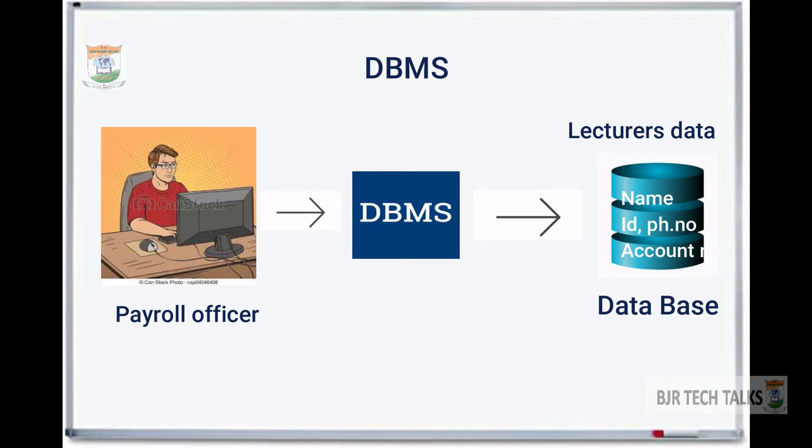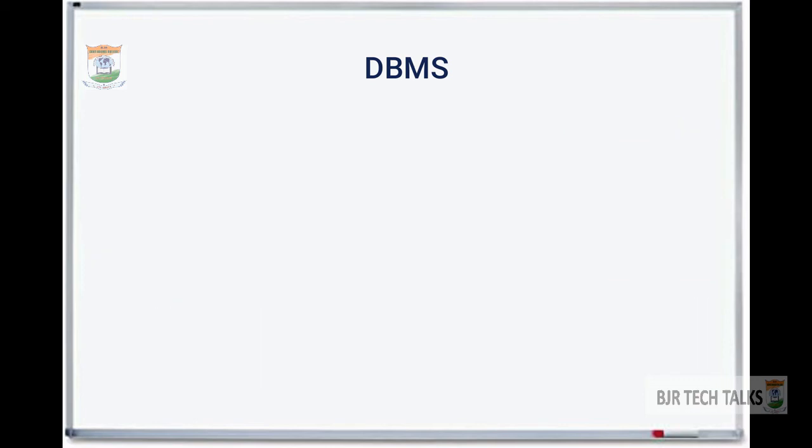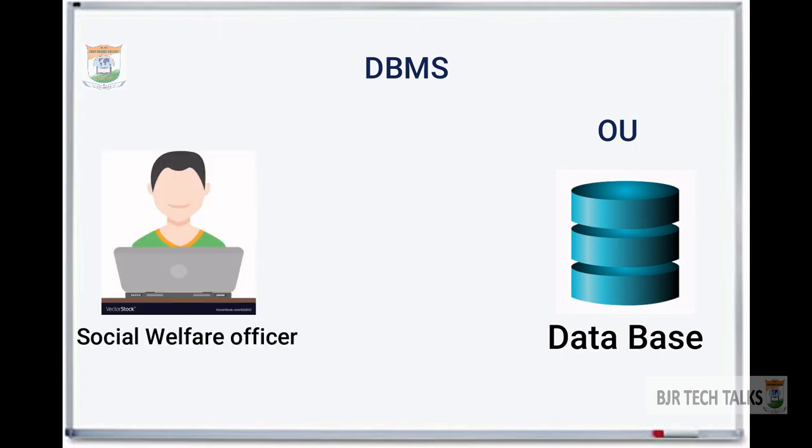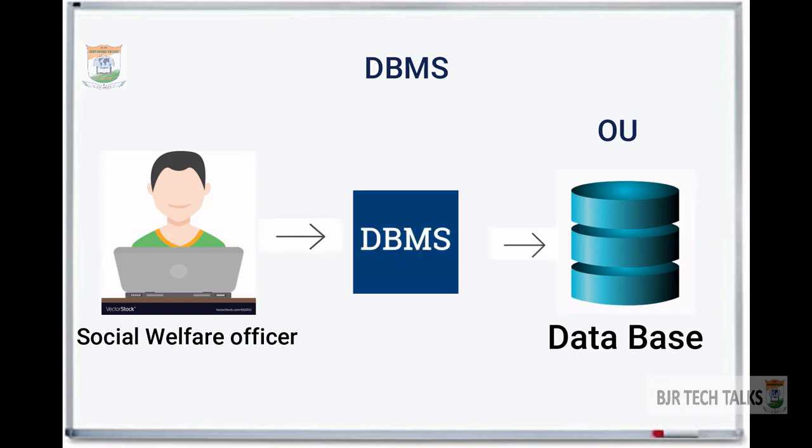Let us consider a better example. Our data is stored in Osmania University, and here the social welfare officer has to access our students' data, and he has to credit scholarships to our account. So how can he access? Yes, through DBMS he can access our data and he credits our scholarships to our account.